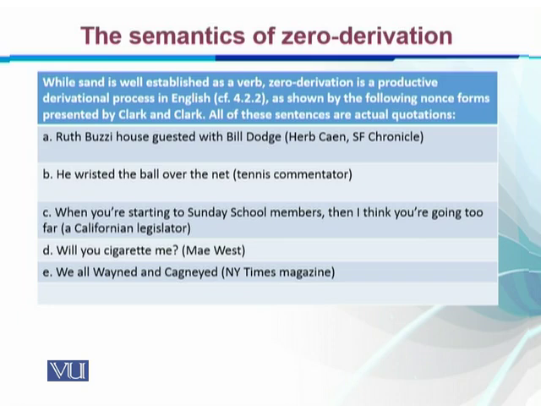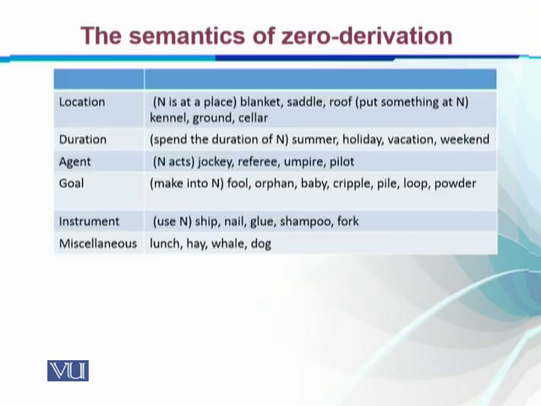So, will you cigarette me? So the noun cigarette is used as a verb. We all whinnied and cagneyed. So this is the use of the word in Time magazine. So you can see how the zero derivation morpheme works.